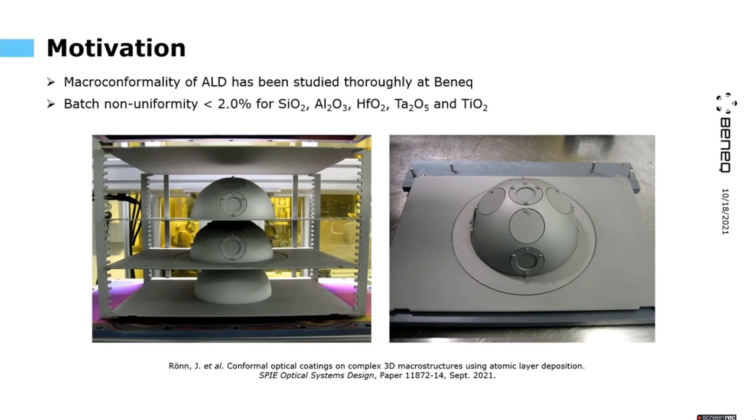Beneq has also studied a lot of ALD and used it for developing conformality on objects on a macro scale. An example given here is a dome type of structure. So this is a batch ALD reactor, in this example having 3 dome objects, and we have shown batch non-uniformity of less than 2% for the most used optical oxides. This is very recent work that we have been doing in the field of optics.